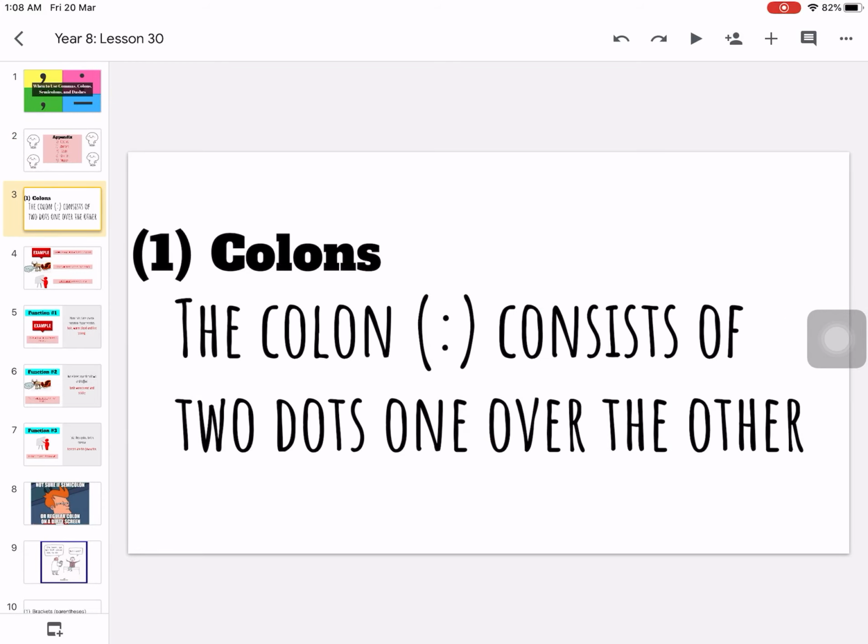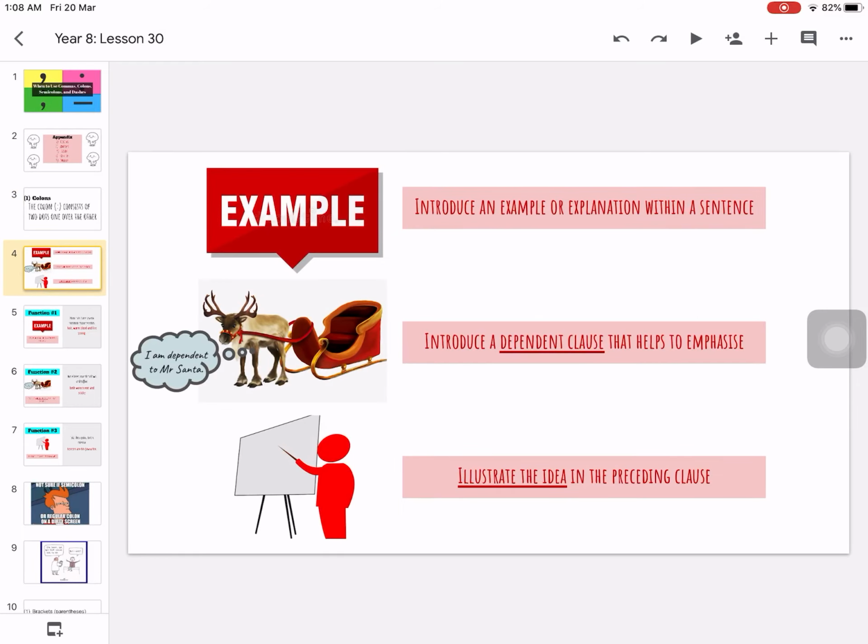We're going to start off with colons. A colon consists of two dots, one over the other. So there are three important functions of colons. First, they are to introduce an example or explanation within a sentence. Number two, they are to introduce a dependent clause that helps to emphasize. And number three, they are to illustrate the idea in the preceding clause.